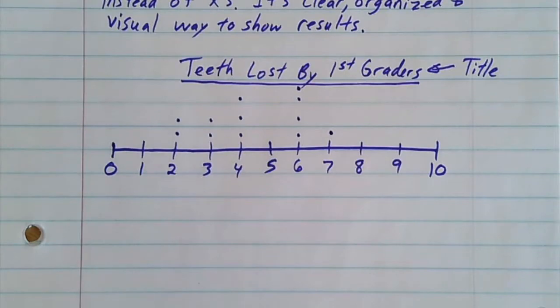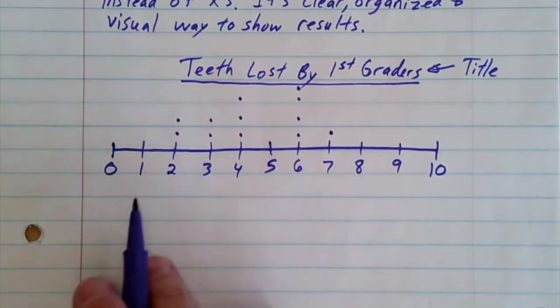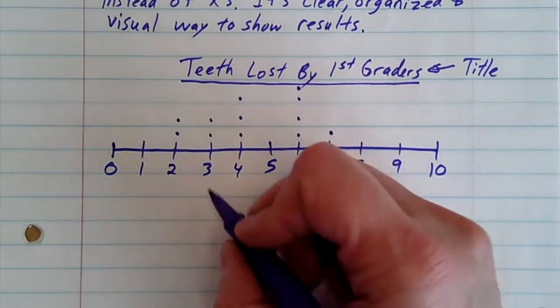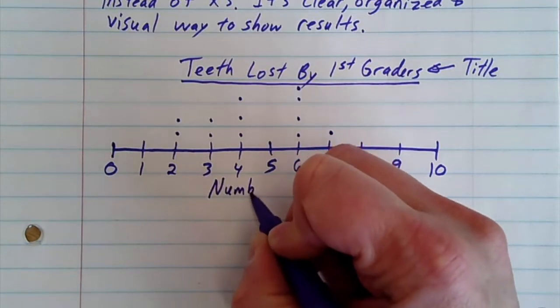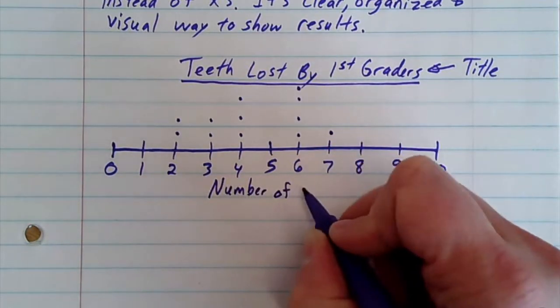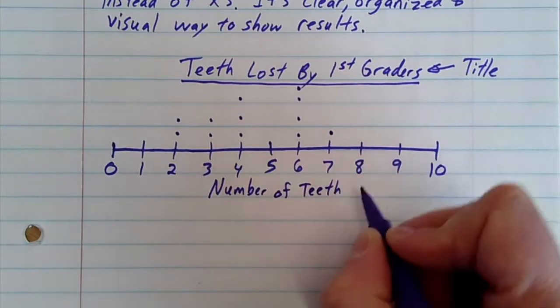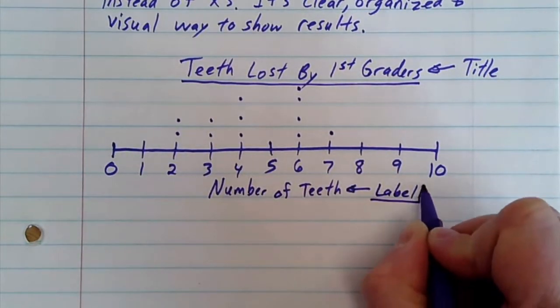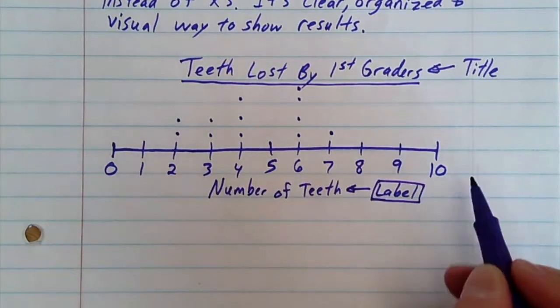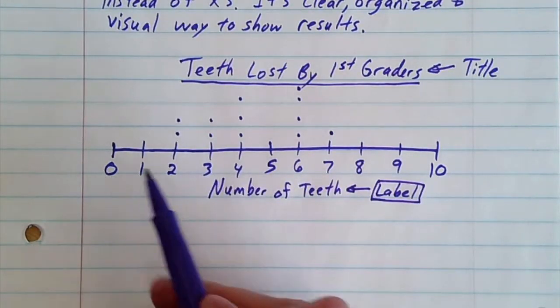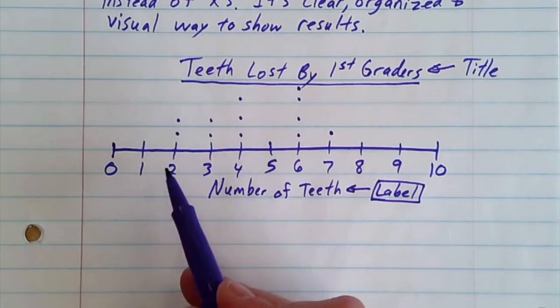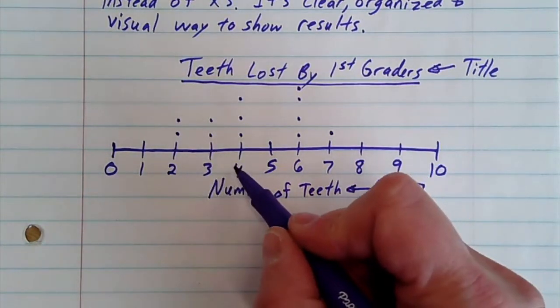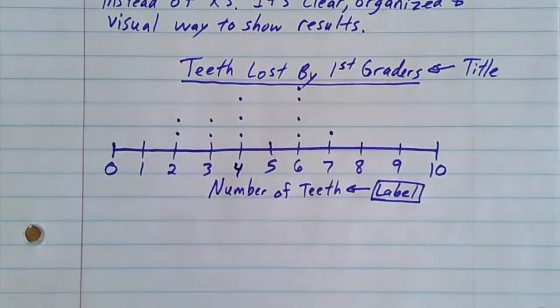And so underneath of the numbers here, there's a label that's called number of teeth. And this label honestly helps us know what these numbers represent. So 0 means 0 teeth, and then 1, 2, 3. So this would be like 4. This 4 represents how many teeth were lost.